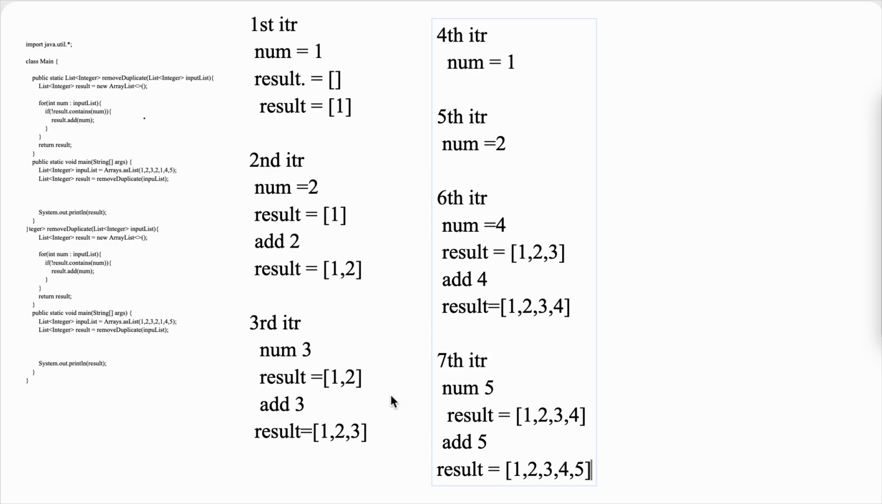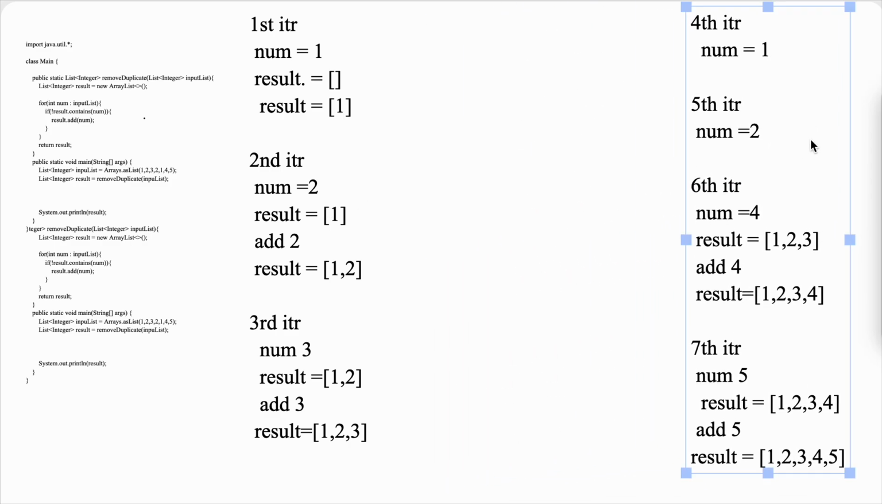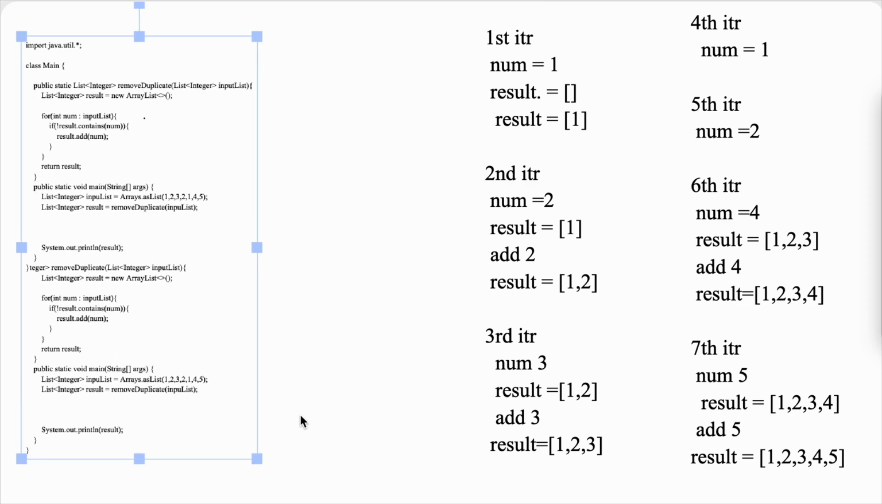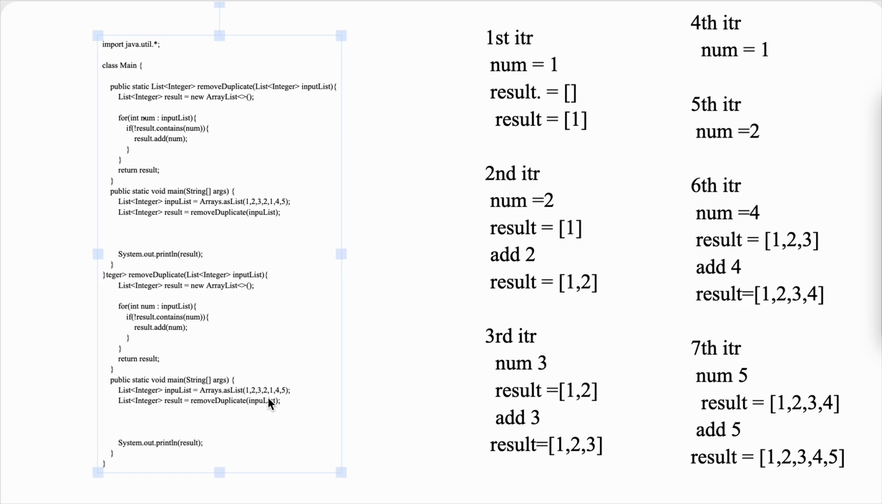First number is equal to 1, then result is equal to empty. First check whether the number is 1 or not. Then result should be added 1. Okay. Second iteration, number is equal to 2. If 2 is inside the result, then add 2. Result will be 1 and 2.